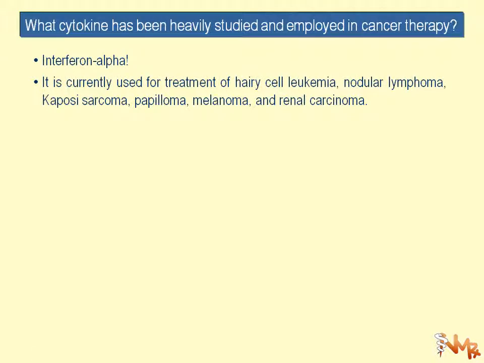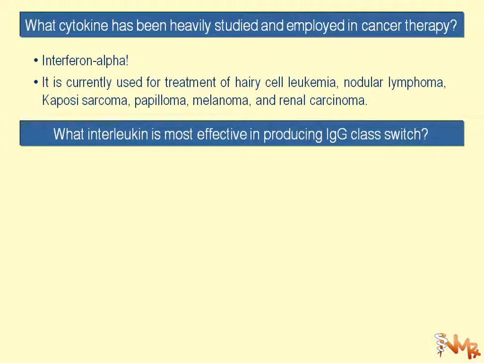What cytokine has been heavily studied and employed in cancer therapy? Interferon alpha. It is currently used for treatment of hairy cell leukemia, nodular lymphoma, Kaposi sarcoma, papilloma, melanoma, and renal cell carcinoma. What interleukin is most effective in producing IgG class switch? This is interleukin 4.